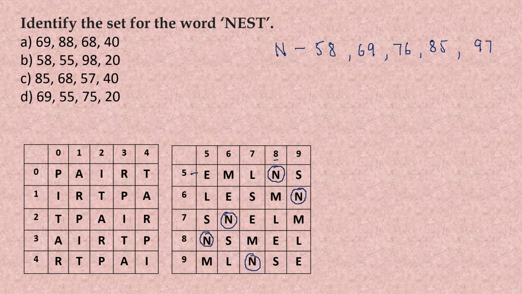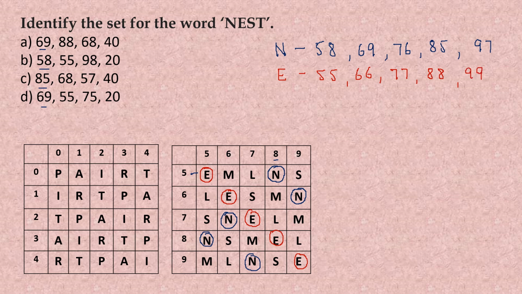Now let us check in the options. 69 is present, 58 is present, 85 is present, and 69 also is present. That means all the 4 options given to us are correct. Now in the same way, we will check for the letter E. So let us see what are the possibilities for E. We have 1, 2, 3, 4 and 5 values for E here. So the first value corresponds to row 5, column 5, then row 6, column 6, then row 7, column 7, row 8, column 8, and row 9, column 9.